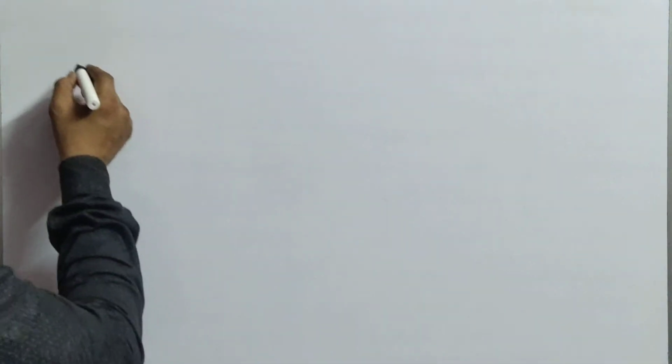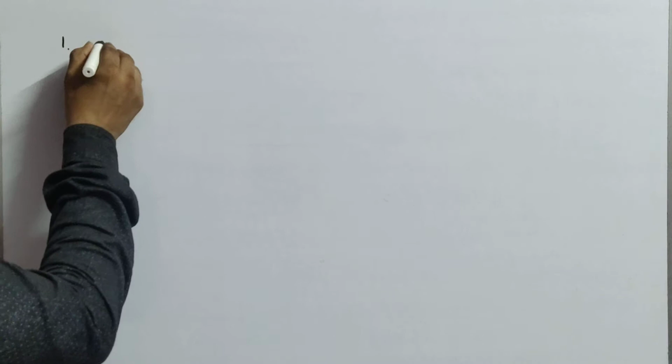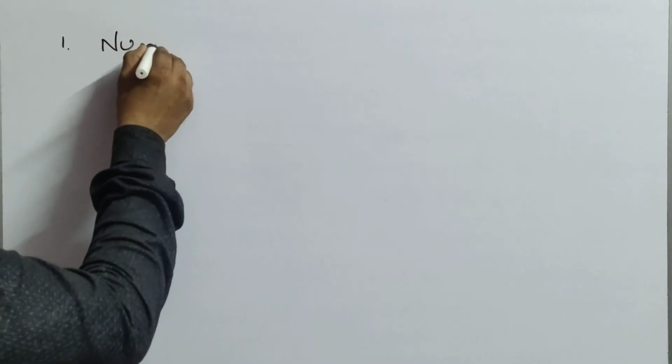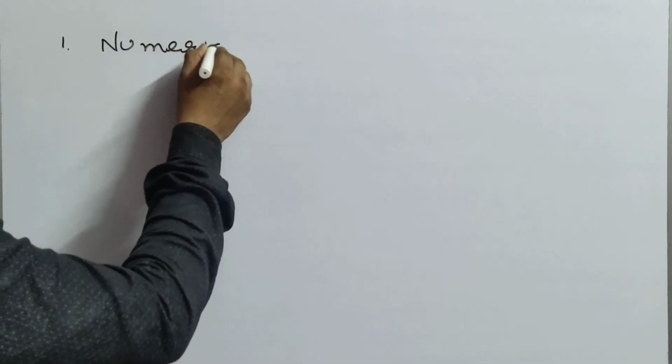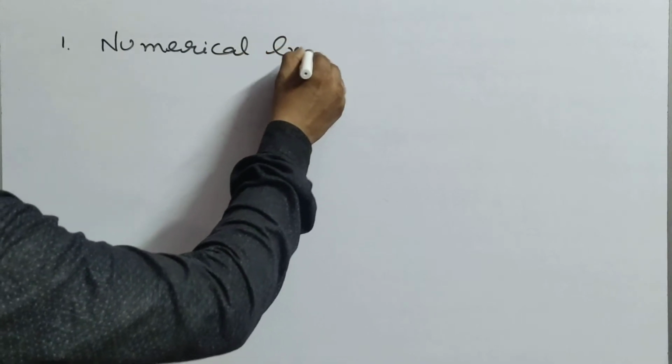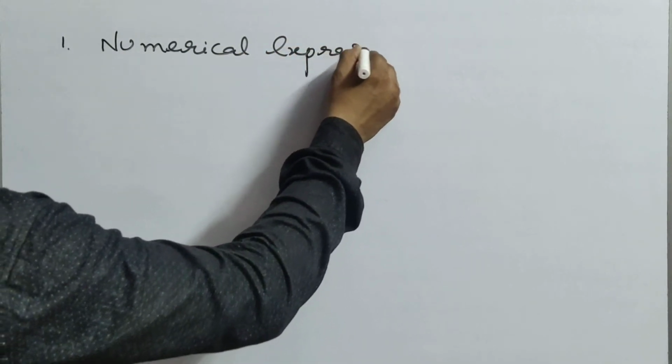Now today we are going to start which chapter? The second chapter, that is linear equations in one variable. So before starting linear equations in one variable, first we should know some basic concepts which you learned in earlier classes. The first one is numerical expressions. Okay children, numerical expressions.